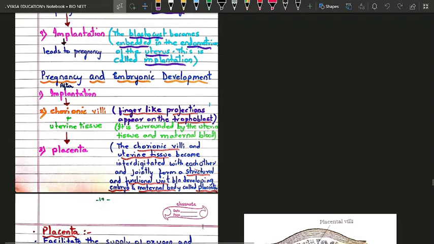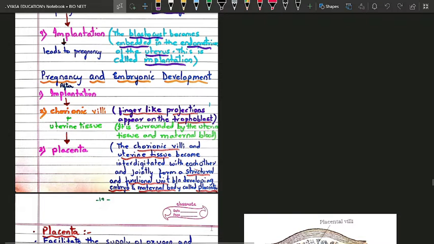Pregnancy and embryonic development. Okay, so we have seen implantation. What is implantation? The blastocyst becomes embedded in the endometrium of the uterus. So this is called implantation, isn't it? Yeah. So this leads to pregnancy, we said. So what is pregnancy? Okay, pregnancy and embryonic development.